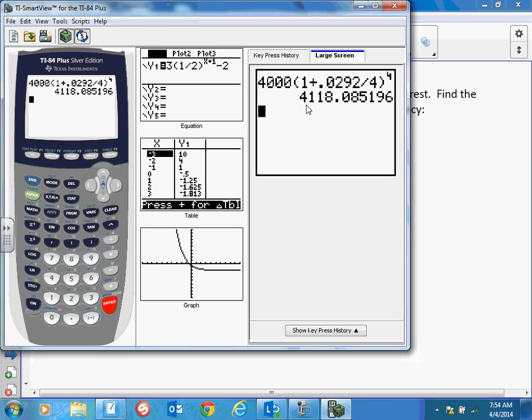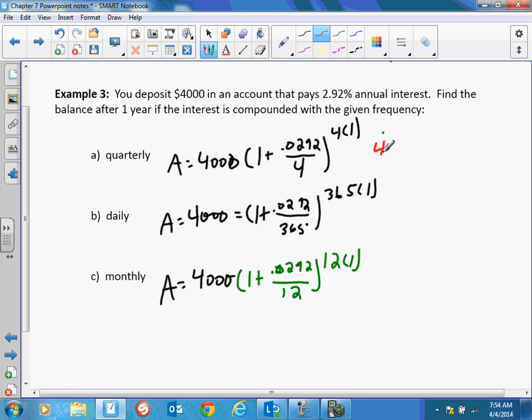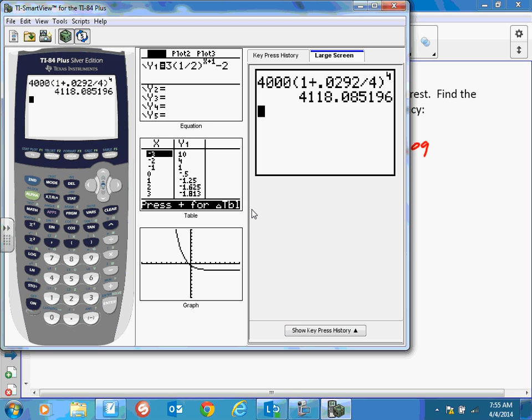When it's compounded quarterly, it's $4,118 and about 9 cents. So $4,118 and 9 cents for the first one. Then we go to the next one. It'll be 365, so same thing pretty much.